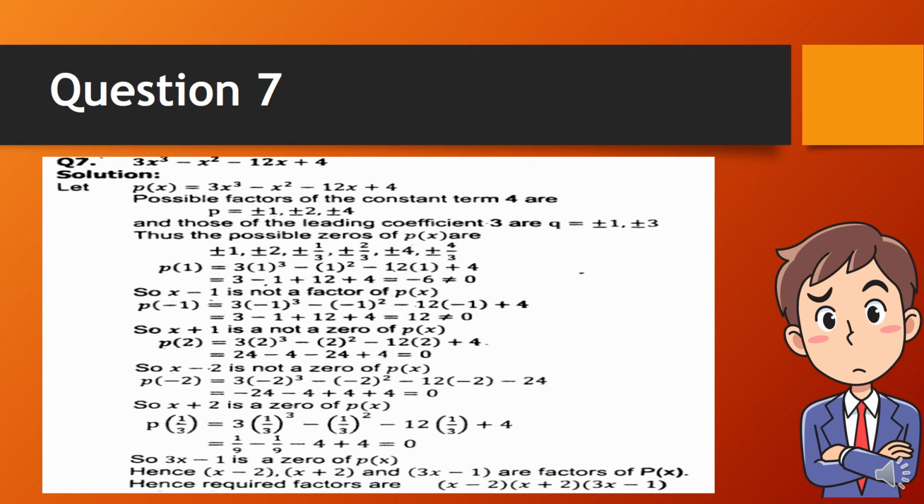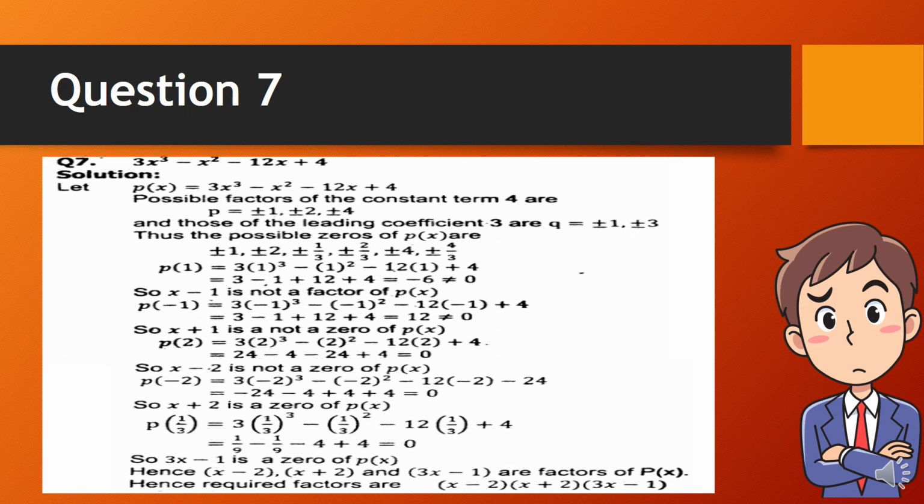So we will be replacing each one of the following numbers in place of x and check whether it will give you 0 or not. If it gives you 0, then you can write that it is the factor of the given polynomial, and if the answer is not equal to 0, then you will write that the given number is not a factor of P of x. So we have checked P of 1, it is giving you minus 6, which is not equal to 0. So you can write x minus 1 is not a factor of P of x. Similarly, P of minus 1, it will give you 12. So you can write it is not a 0 of P of x.